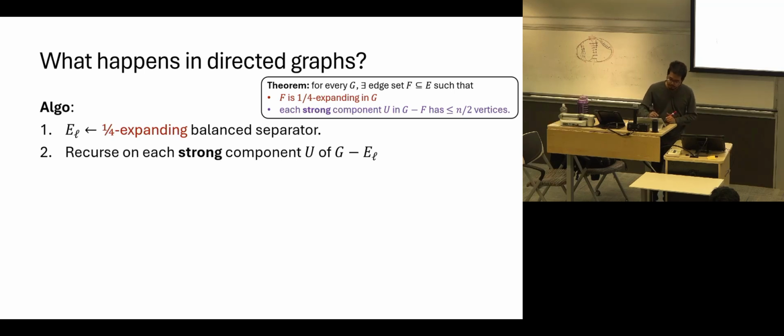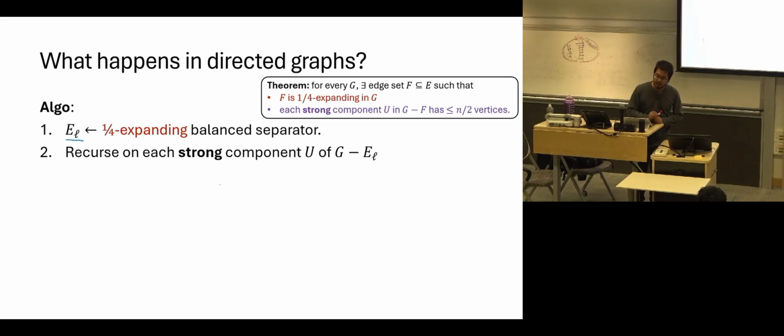Just gonna do the same thing. Just find a top level separator, EL, to be this expanding balanced separator. And then what we're going to do is to recurse on each strong component. So how should it look like?